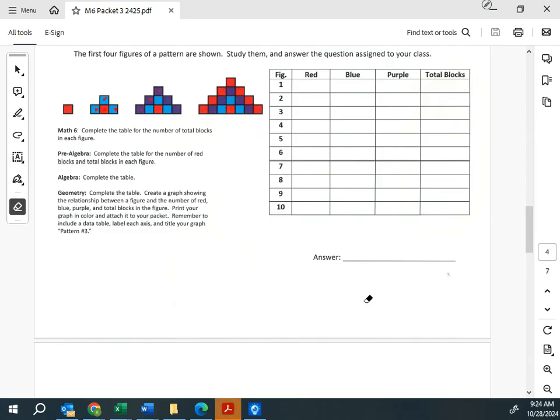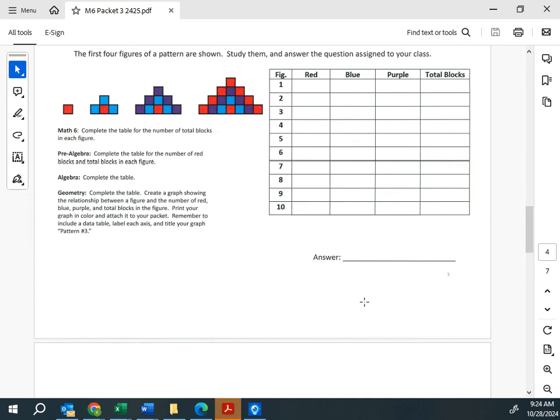Helen? We only have to write something on the answer line when we have a question being asked over here. There's no question being asked this time, so you don't have to put anything on the answer.